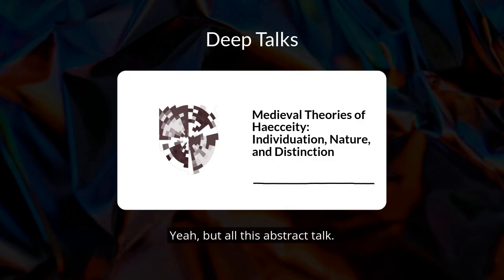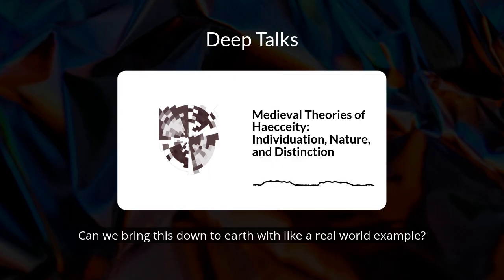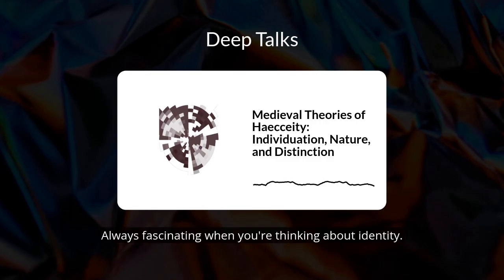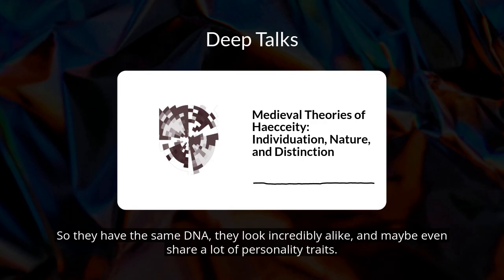But all this abstract talk, I'm a very concrete thinker. Can we bring this down to earth with a real world example? Absolutely. Let's try this. Imagine you have two identical twins. Oh, twins. That's always fascinating when you're thinking about identity. So they have the same DNA, they look incredibly alike, and maybe even share a lot of personality traits.